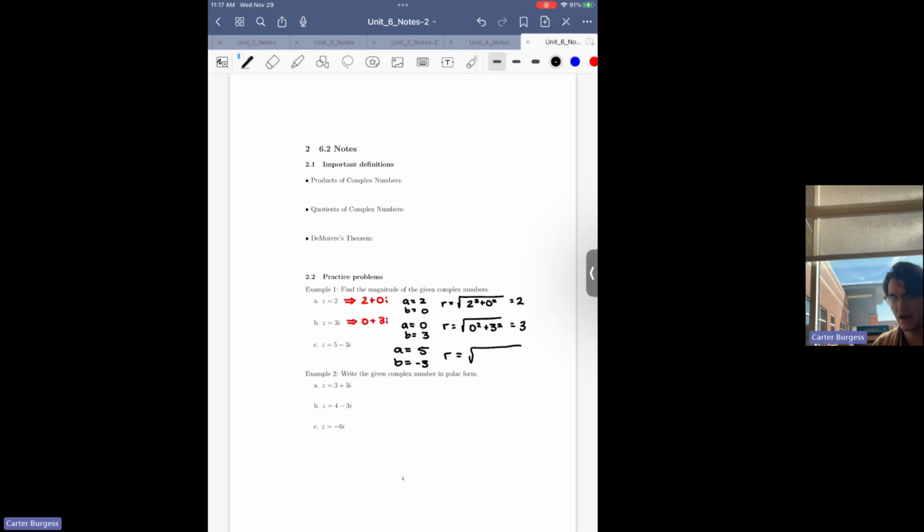Importantly, PEMDAS, very, very important here. This is 5 squared, which since it's positive, we don't really need the parentheses. But 5 squared plus, in parentheses, -3 squared. We want to make sure that we are squaring -3, not squaring 3 and then making it negative, for which I get that this should be the square root of 34, which we will just leave as that.